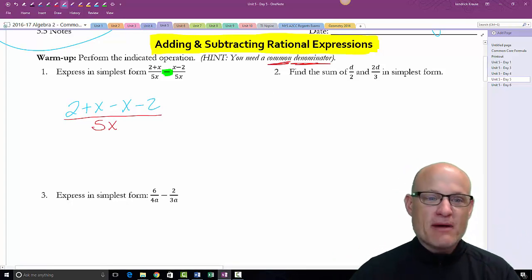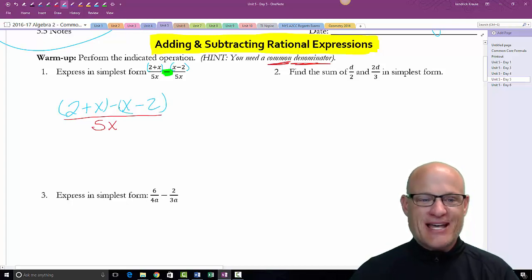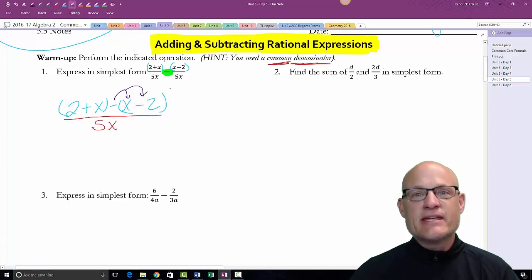You have to remember that these are like married couples. Keep them in parentheses until you decide what to do with them. That's what you have: 2 plus x minus 2. Now I hope you see, oh, wait a second. You mean I have to distribute that negative to both of those? Yes.